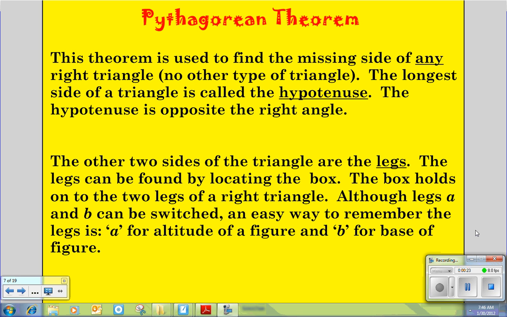So this theorem is used to find the missing length of any side of the triangle as long as you know the other two sides. It does not work with any other type of triangle except for a right triangle.